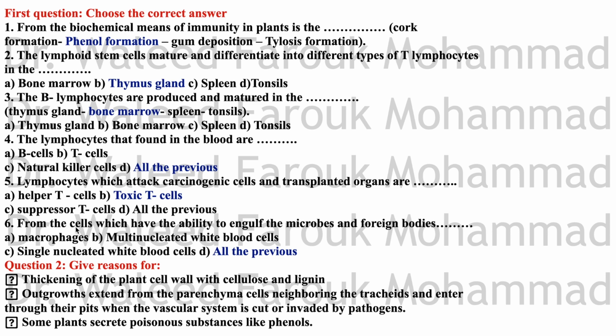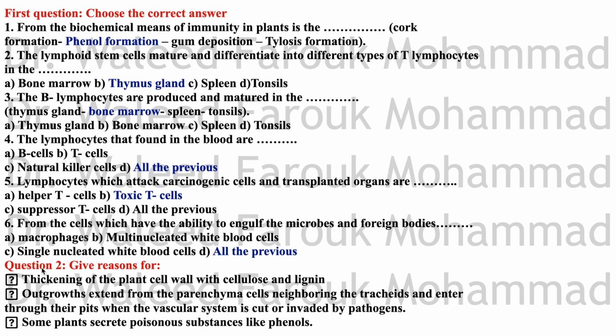From the cells which have the ability to engulf all the microbes and foreign bodies, they all have the ability to engulf foreign bodies and microbes. So all the previous: multinucleated white blood cells, macrophages, single nucleated white blood cells. Okay, question 2.